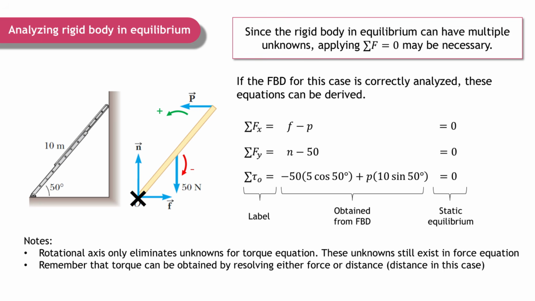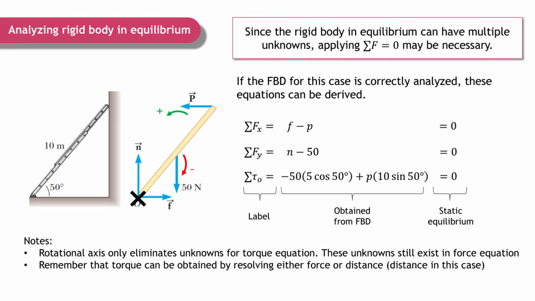After drawing the free body diagram, apply both equilibrium conditions. First, set the sum of forces in the x and y directions equal to zero to obtain the force equations. Then, set the sum of torques about the chosen rotational axis equal to zero to obtain the torque equation.